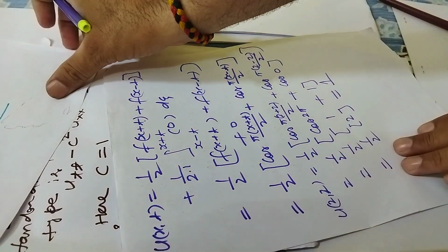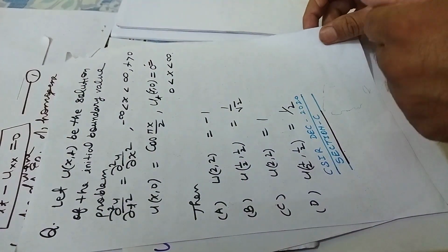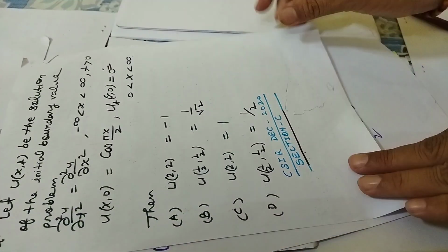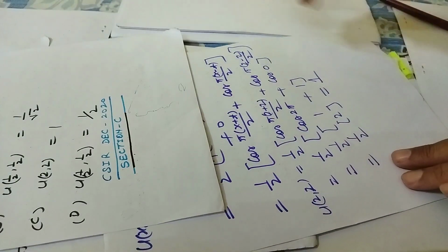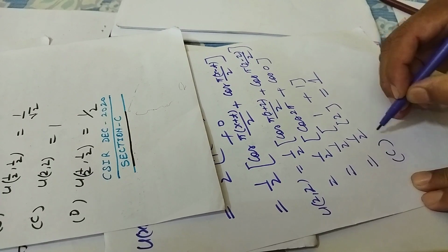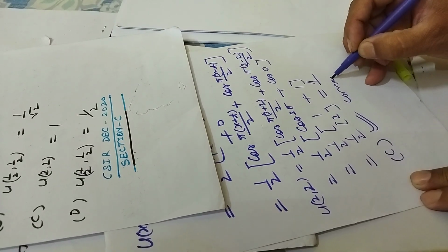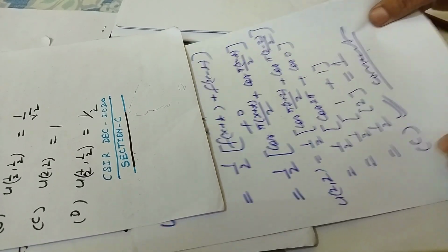If we see our result, u(2,2) is equal to 1, that is option C. So option C is correct.